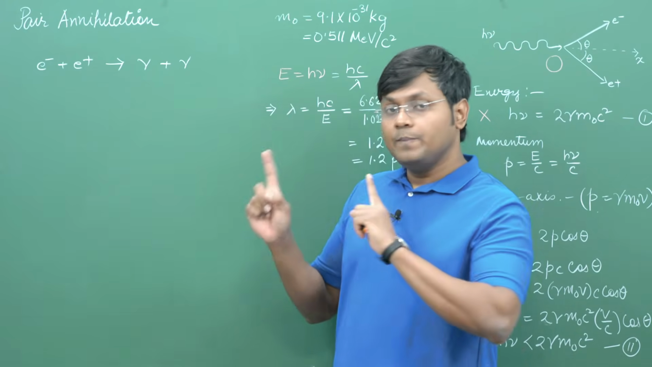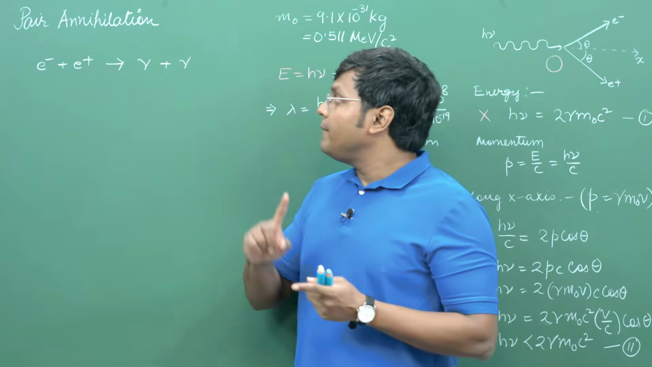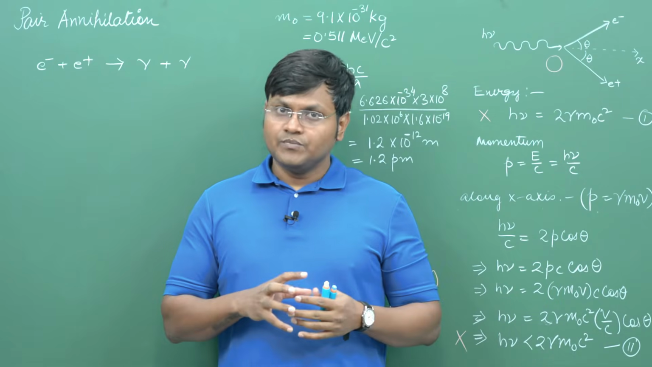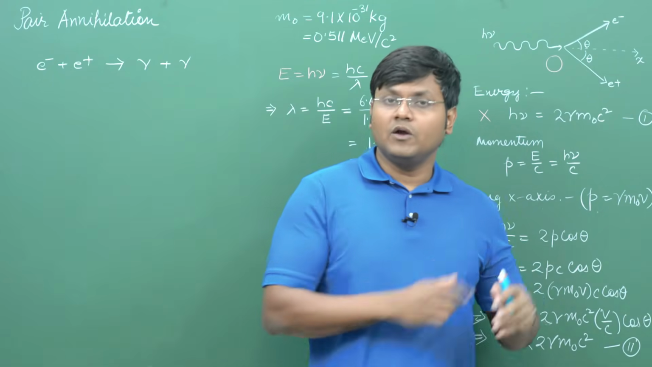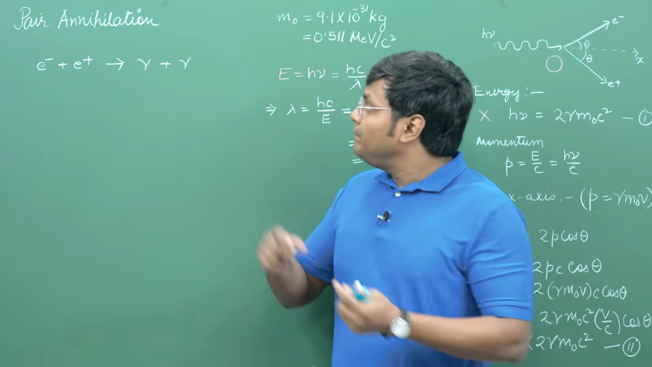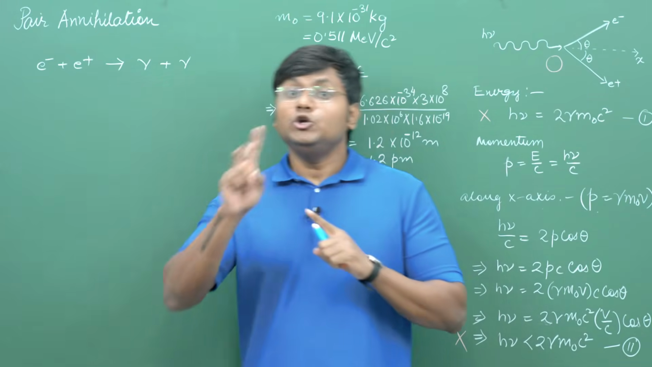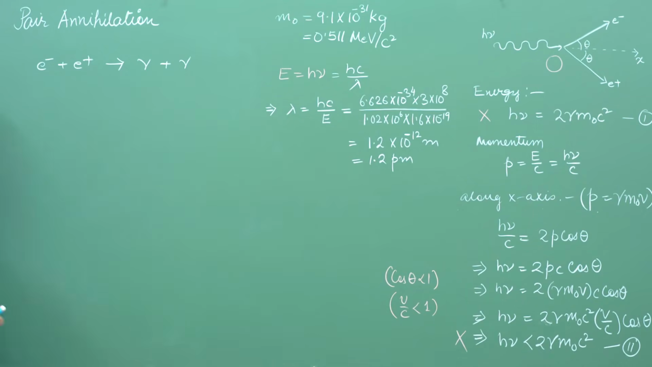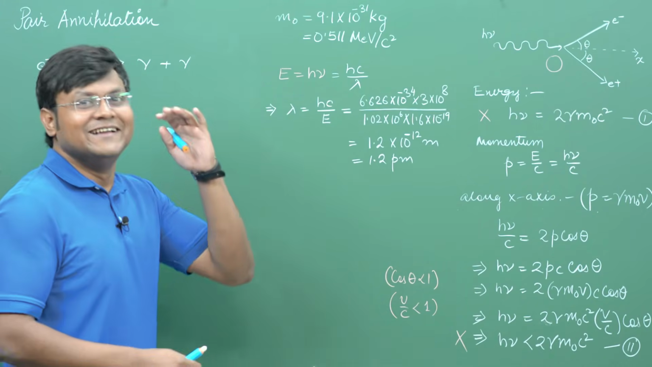What is the difference between these two situations? Number one, pair annihilation does not require the presence of an external nucleus, while pair creation does require the presence of an external nucleus or some matter particle. Number two, pair annihilation ends up creating two photons or more than two photons. Two photons are created because of, again, conservation of linear momentum.